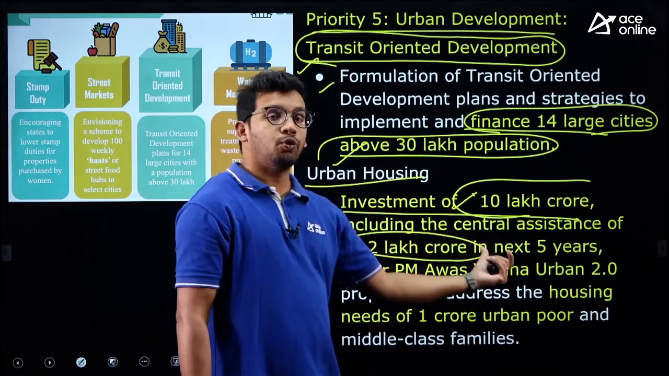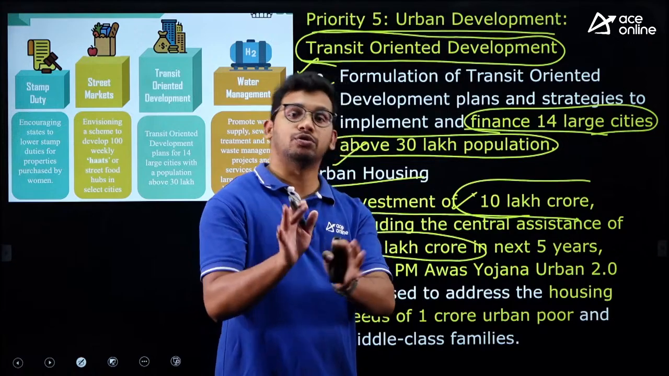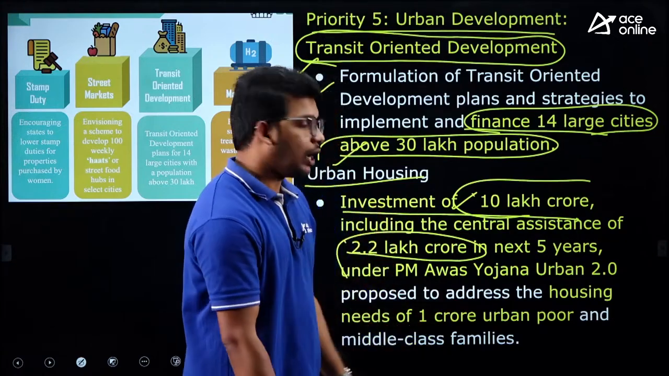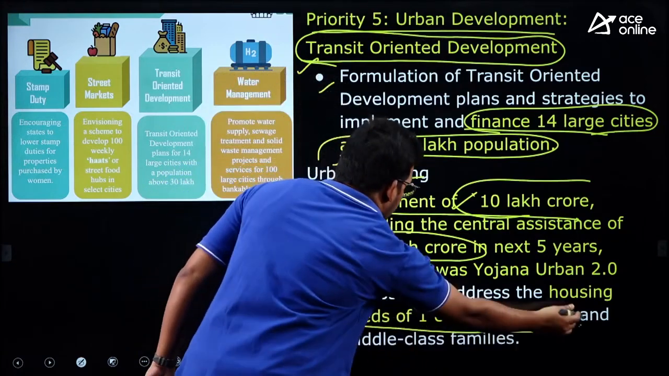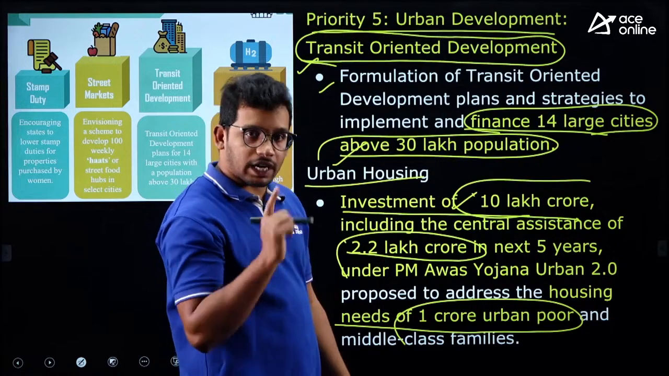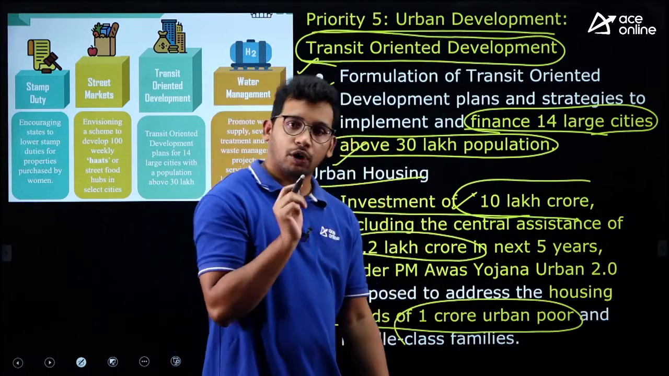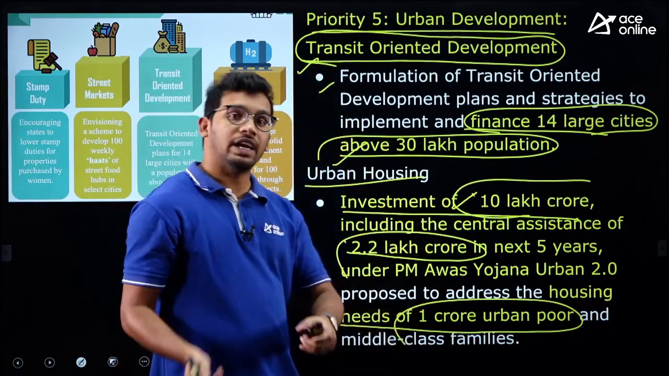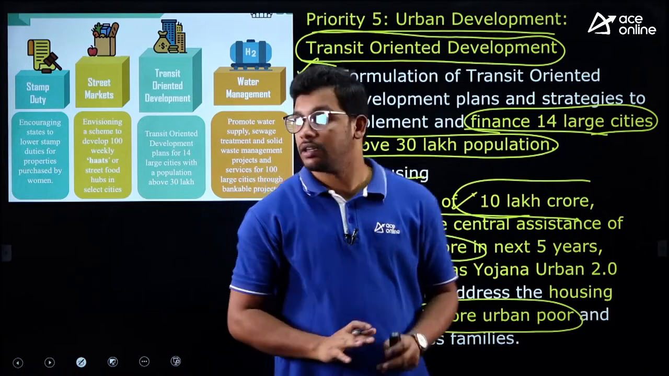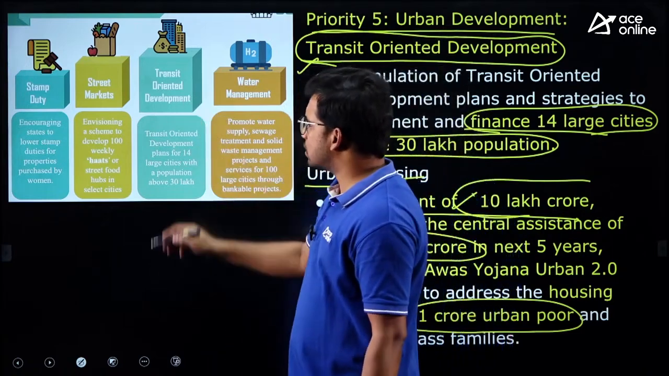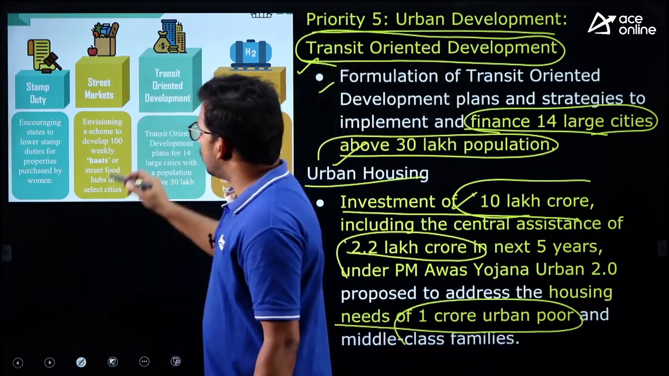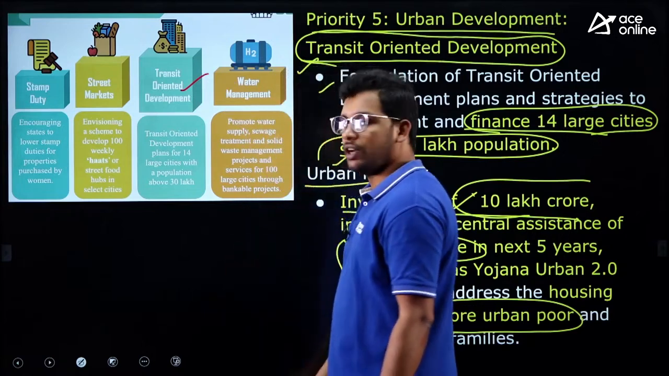Out of that, 2.2 lakh crores the central government will exclusively allocate, right. And the aim is that at least 1 crore urban poor people will get houses. This is the target. 1 crore urban poor people will get housing facilities under this scheme, right. So we have discussed these things also, transit oriented development we have discussed.